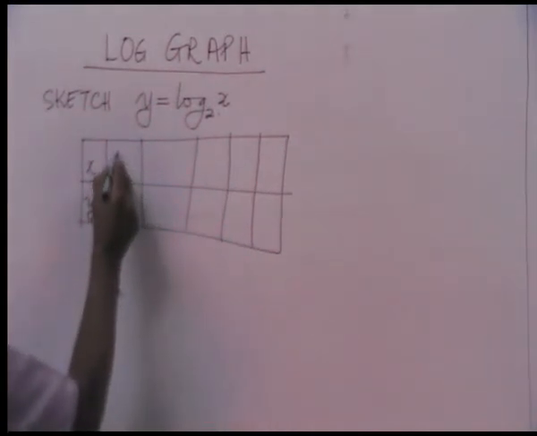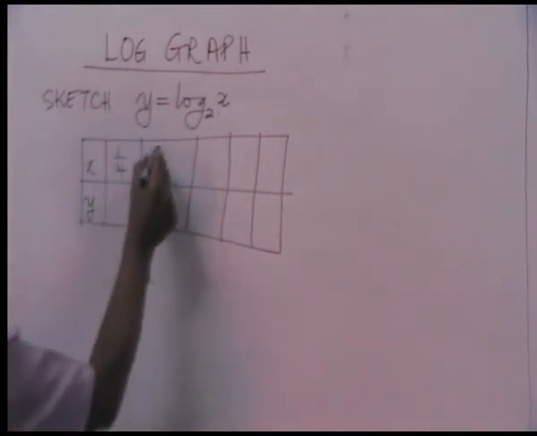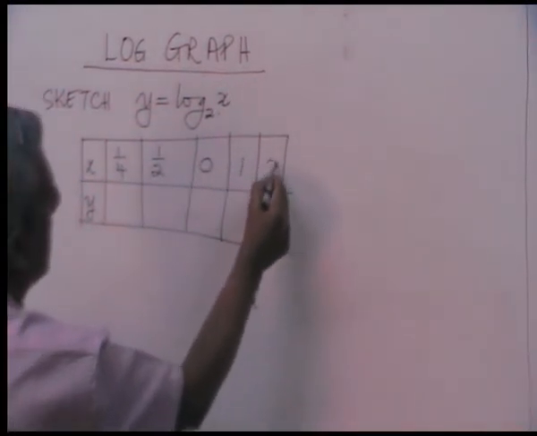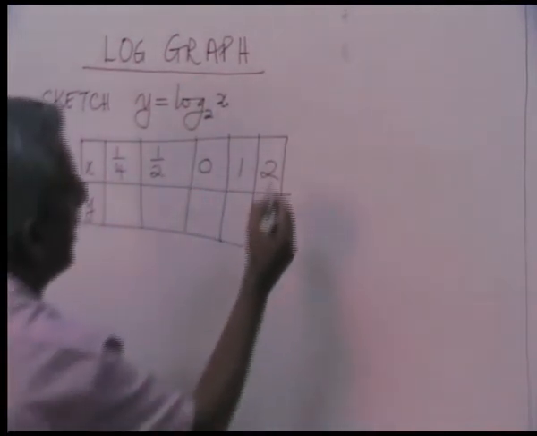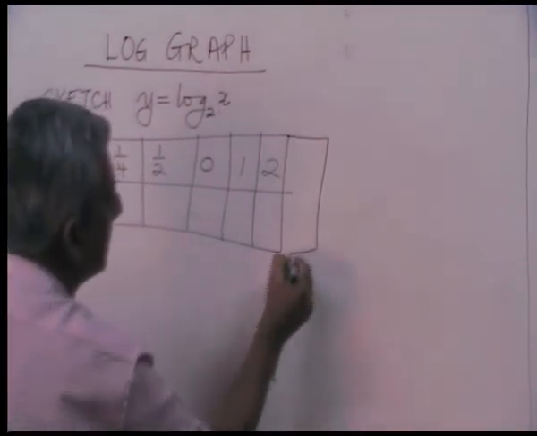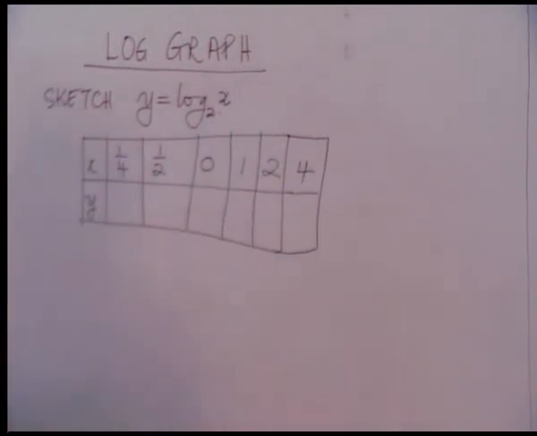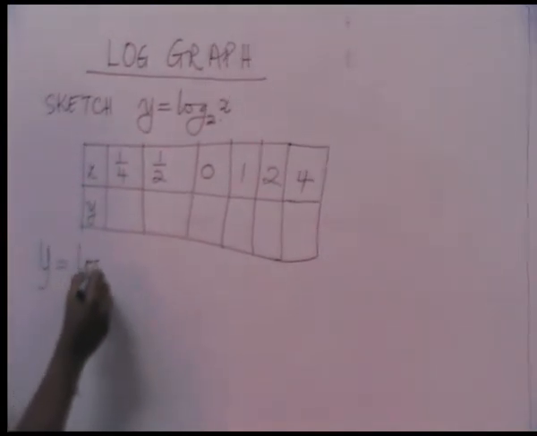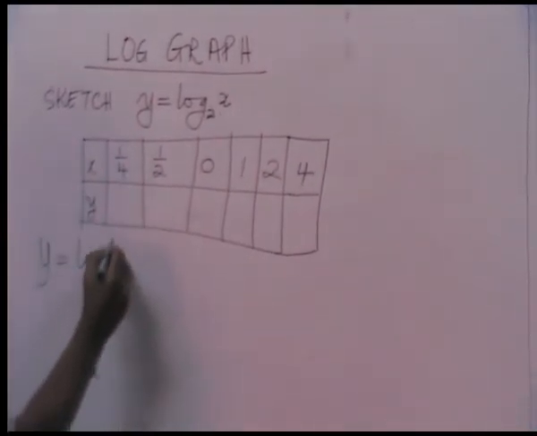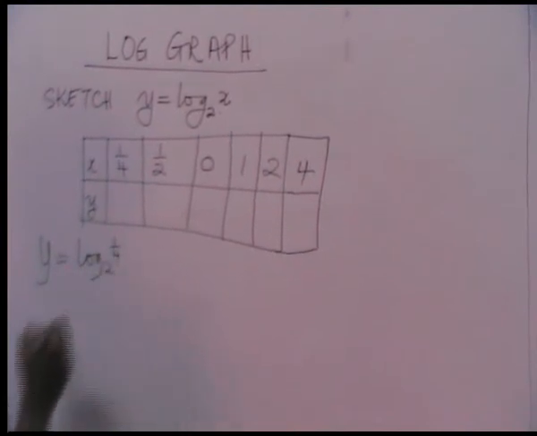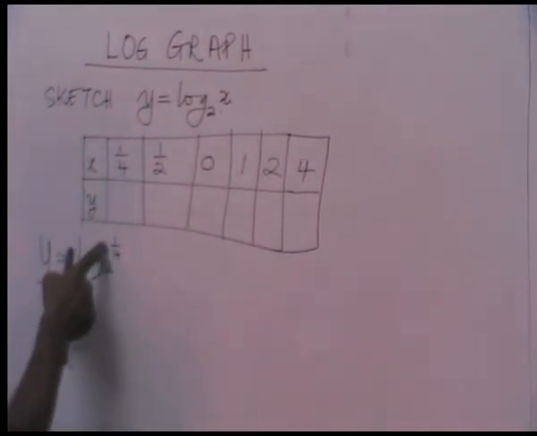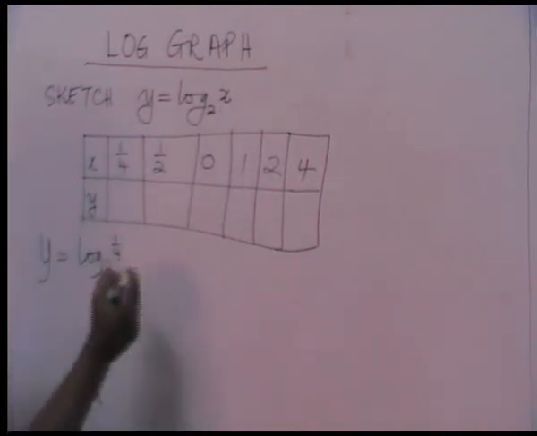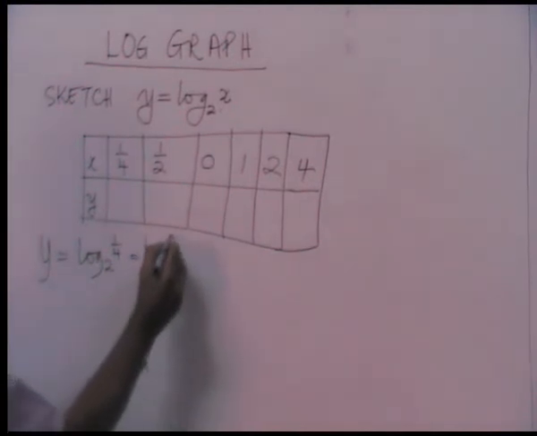Let's suppose I take quarter, half, 0, 1 and 2. And let's go one more and say 4. So what am I doing? I'm trying to find, so y is equal to, in the first case, y is equal to log of quarter to the base 2. You see, x is quarter. So I'm replacing x by quarter. So y is equal to log of quarter to the base 2, and I can change the base over here.